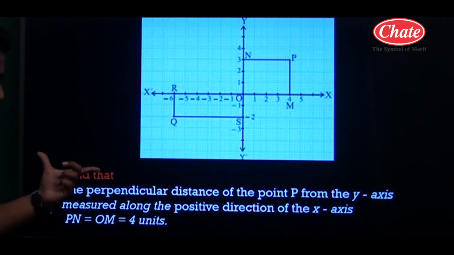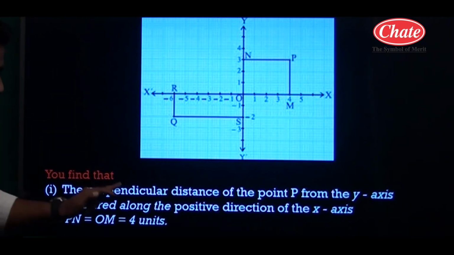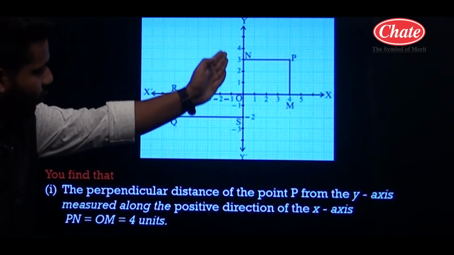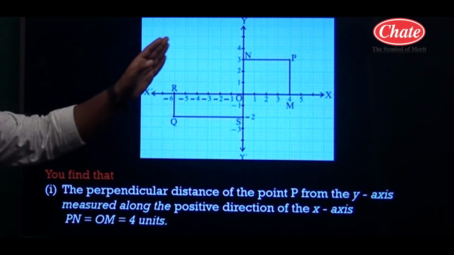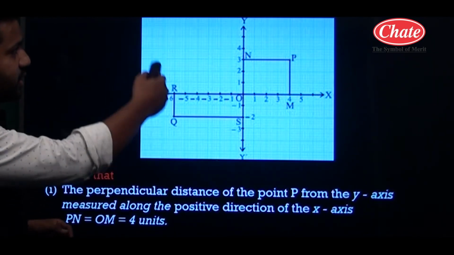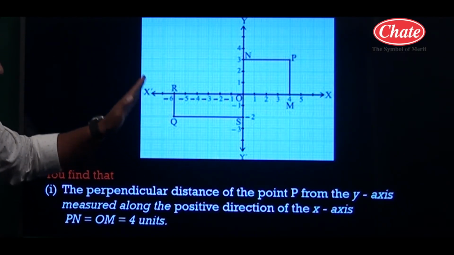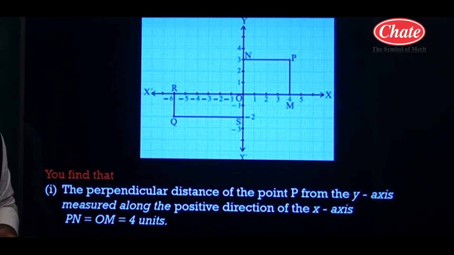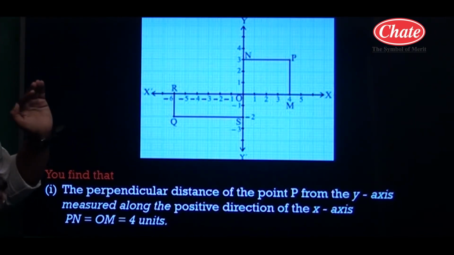The perpendicular distance of point P from the y-axis is measured along the positive direction of the x-axis. Similarly, the perpendicular distance of point P from the x-axis is measured along the positive direction of the y-axis. For point Q, the perpendicular distance from the x-axis is measured along the negative direction of the y-axis, and the perpendicular distance from the y-axis is measured along the negative direction of the x-axis.